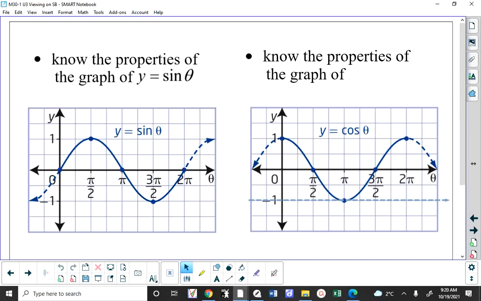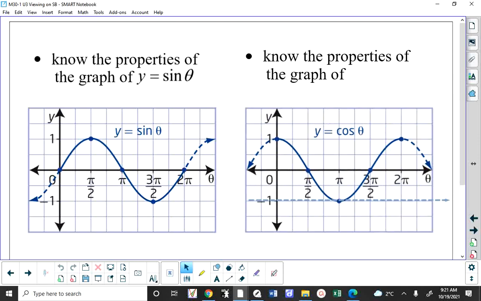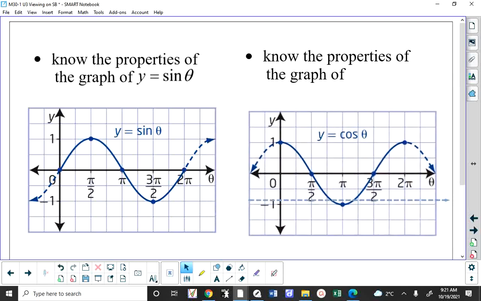So on Friday, we learned the properties of these two graphs. We talked about amplitude. The amplitude of each of these types of graphs is the distance from the middle of the graph vertically, which I'm going to mark with this dotted line, to either the maximum or the minimum. So this is the amplitude, or this is the amplitude. And we can do the same thing with sine of theta. But the bottom line is the amplitude of either of these graphs is 1.